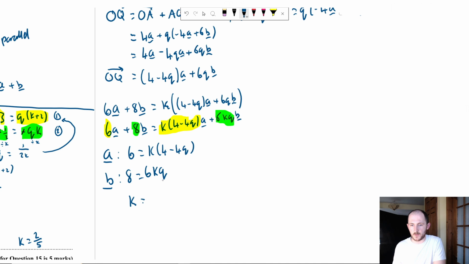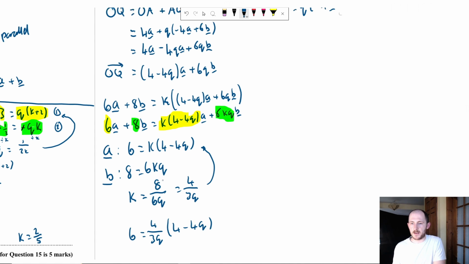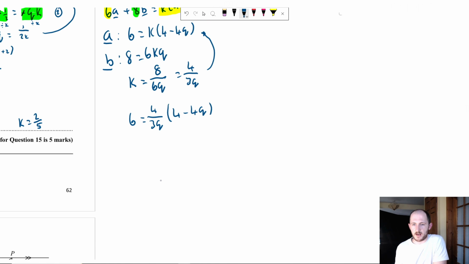So K is equal to 8 over 6Q. I can cancel top and bottom and I'll get 4 over 3Q. Sub that into this equation and we will get 6 equals 4 over 3Q times 4 minus 4Q. Expand out the brackets. 4 over 3 times 4 would give me 16 over 3Q. This is going to be a disgusting number, by the way.